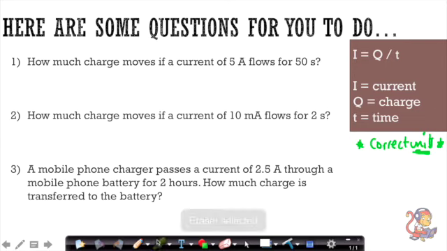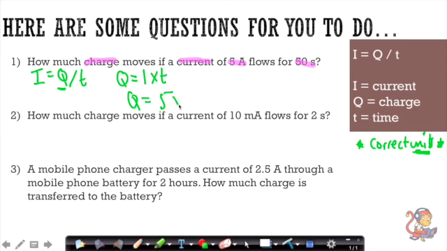So for the first one then, it says, how much charge moves if a current of 5 amps flows for 50 seconds? So we get our key points of the question. We then write down the equation, I equals Q divided by T. So this time it's asking for charge, so we need to rearrange the equation to make Q the subject. So if we multiply both sides by T, Q equals I times T. So Q equals the current, which is 5, times 50. So we end up with Q equals 250 coulombs, remembering that unit for charge.